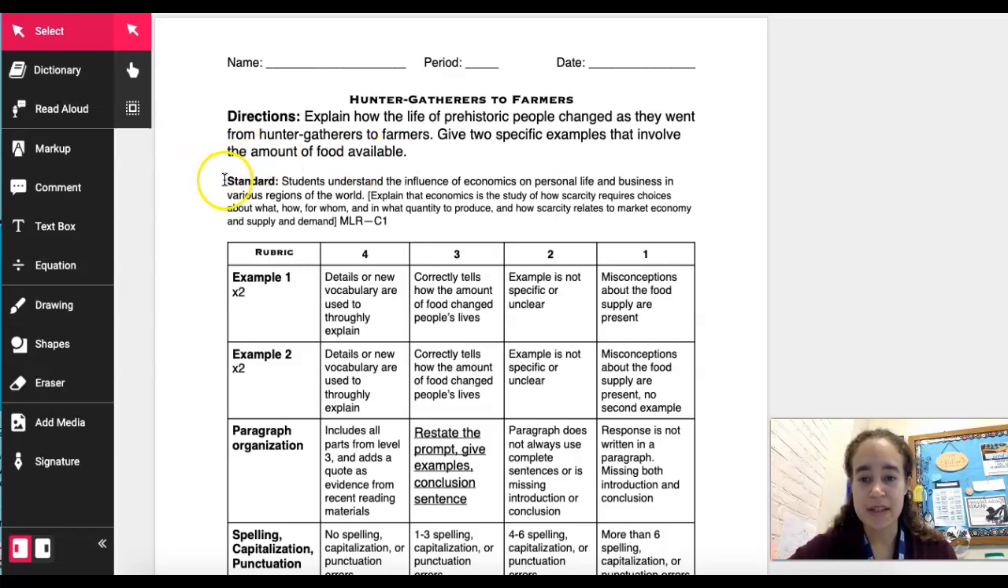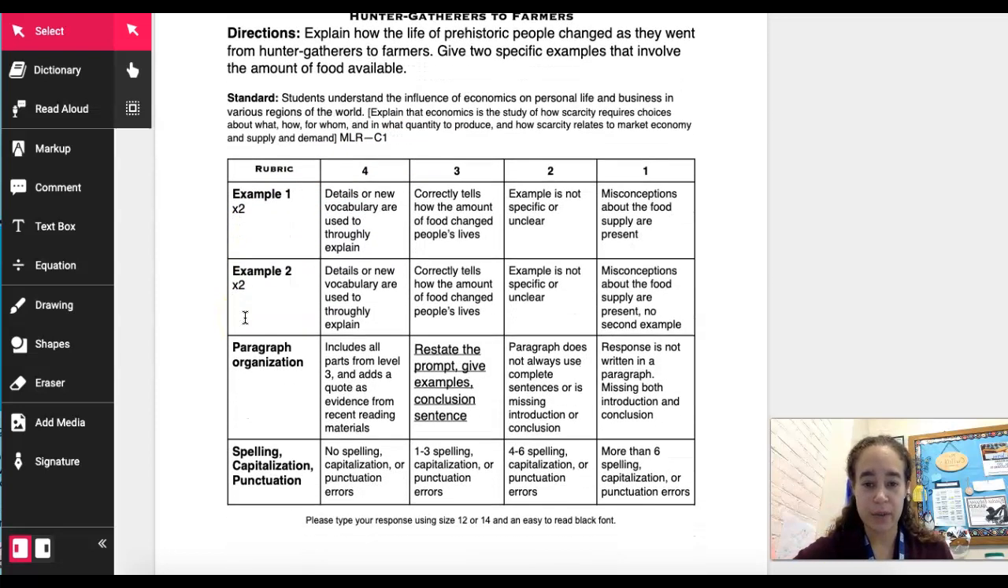The standard is mentioned here. This is actually related to economic standard because we're talking about the supply and demand and how the amount of a certain resource, in this case the food, changed the life of the people. So I have the rubric that tells you exactly what you're going to need to work on.